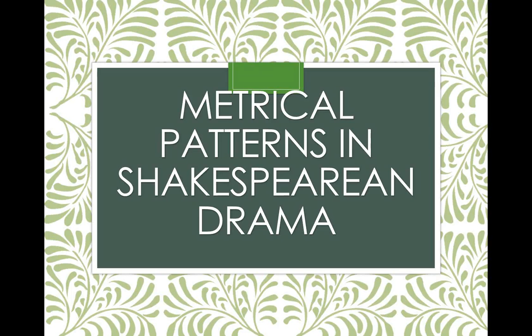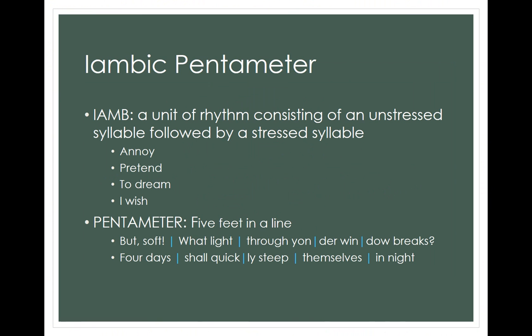So today we're talking about metrical patterns in Shakespearean drama. Shakespeare uses language in a variety of really cool ways, and one of those is a combination of verse and prose. When we look at Shakespearean verse, one of the terms we need to understand is iambic pentameter. Remember that an iamb is a unit of rhythm consisting of an unstressed syllable followed by a stressed syllable.